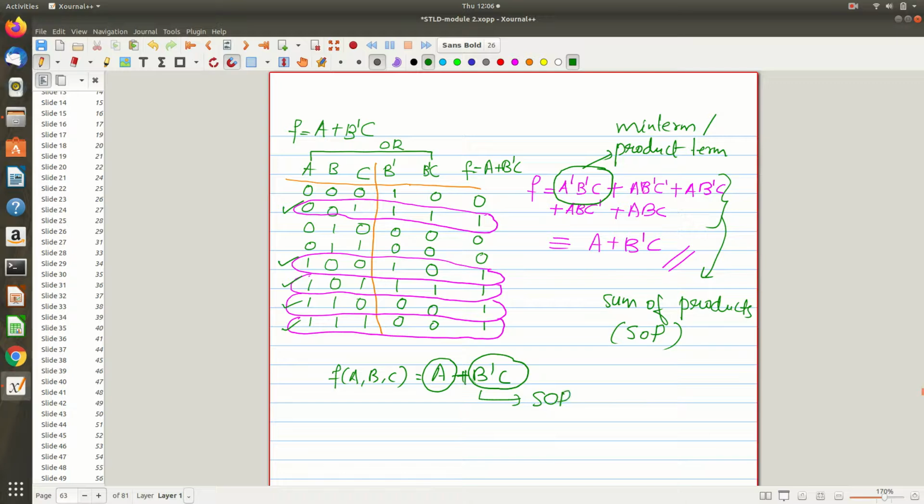But here, if I am adding all the missing terms also, and standardizing each product term, this is a kind of standard way of representation where each product term contains all the Boolean variables. Then it is something special called a canonical sum of product term. So let me remove this part. Keep this in mind.